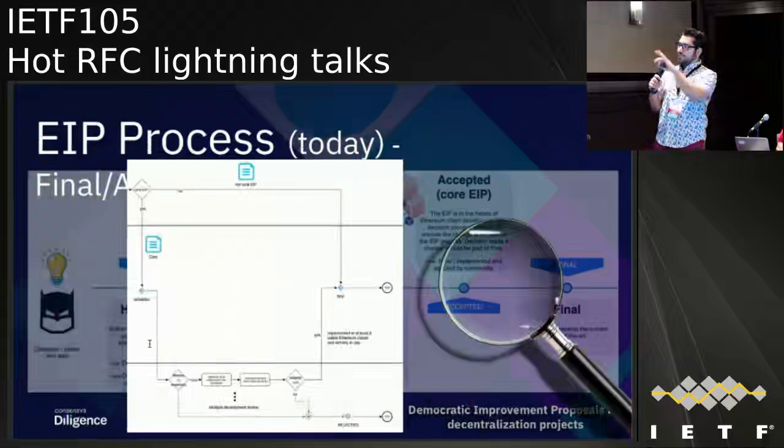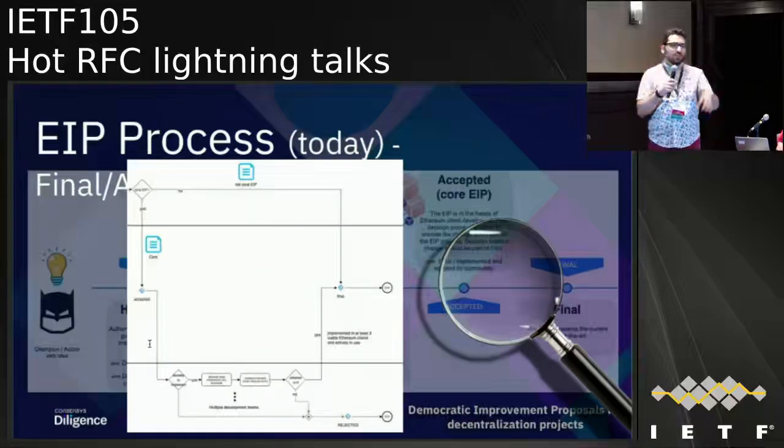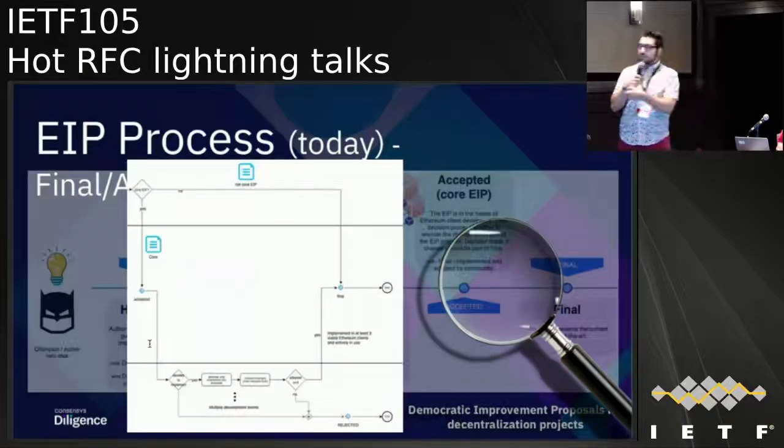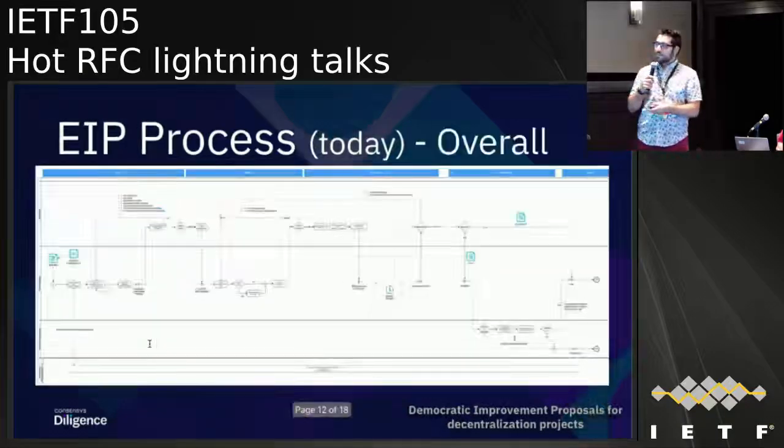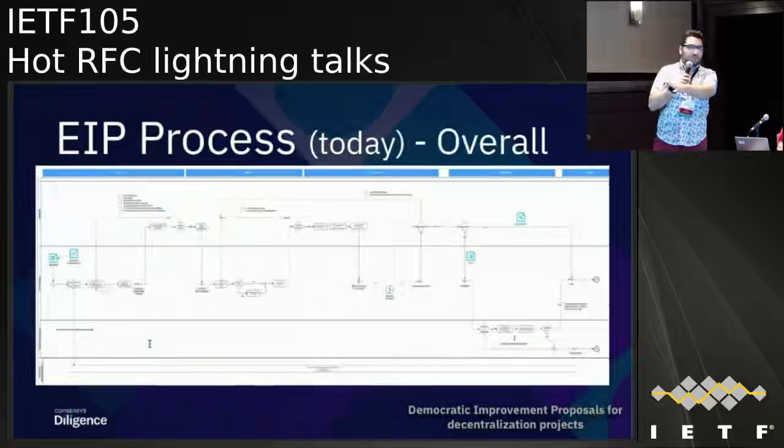After that, if it's a core EIP, it gets accepted, and at least 3 of the clients, there are like 4 or 5 Ethereum clients, need to implement it to get it into a final state. If it's not core, then sometimes it's a standard, and it just goes to the public, to final state. So this is overall what I just talked about.